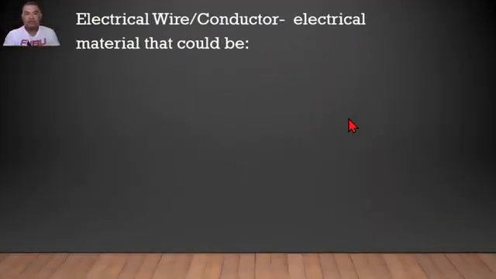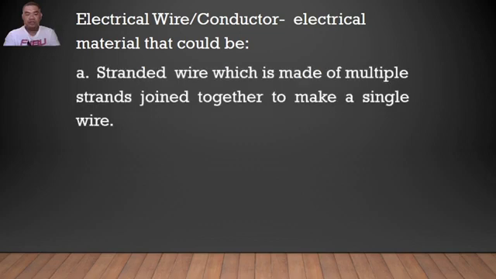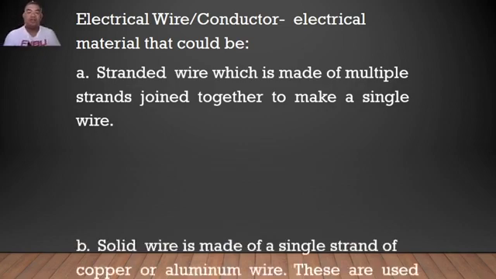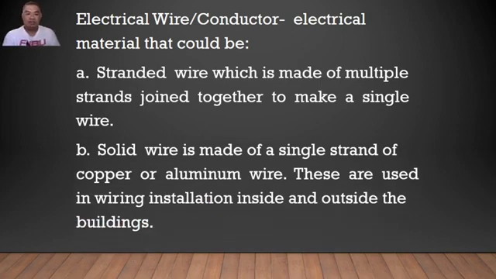So electrical material or electrical wire could be stranded, which is made of multiple strands joined together to make a single wire. So stranded, multiple wires to make a single wire. Solid is just a single strand of copper or aluminum wire. So the usual material of wire that we are going to use on residential and commercial wiring could be copper or aluminum. So these are used in wiring insulation inside and outside buildings.